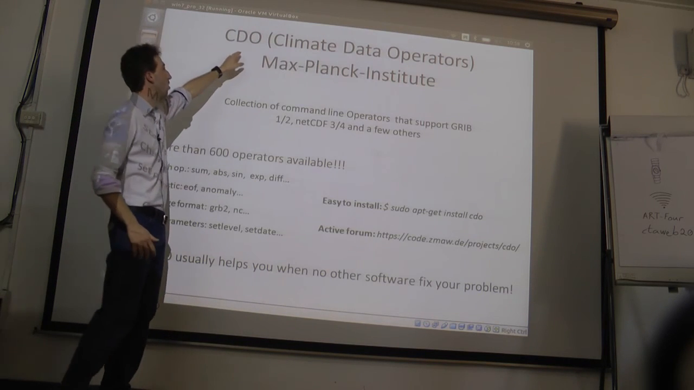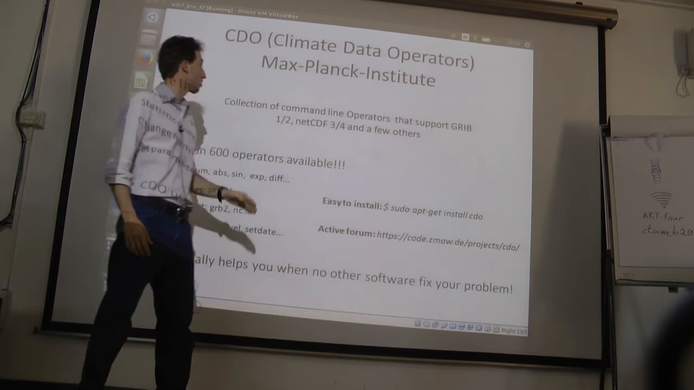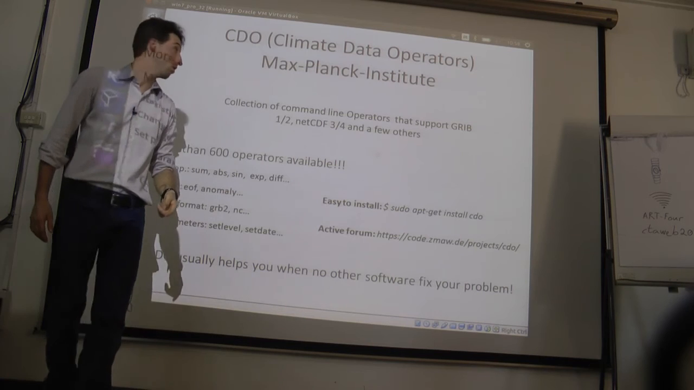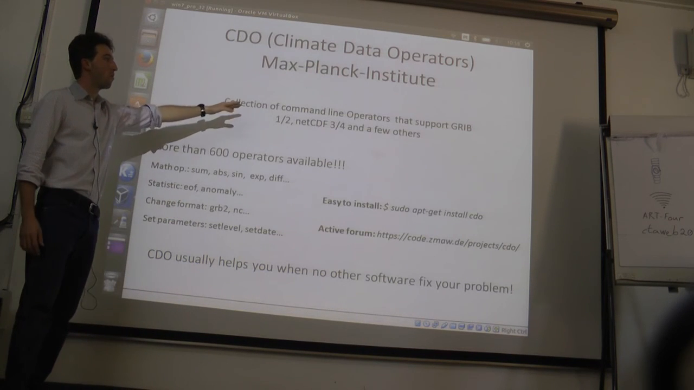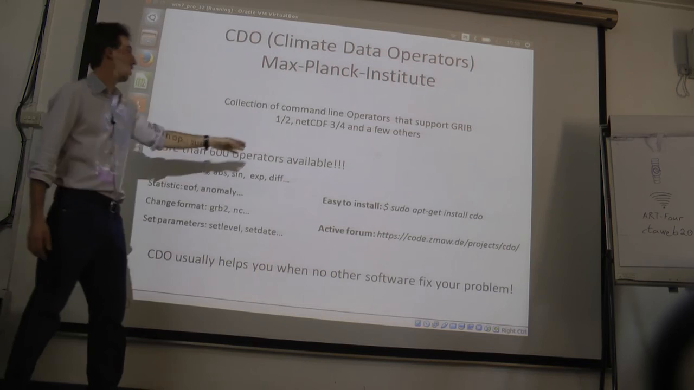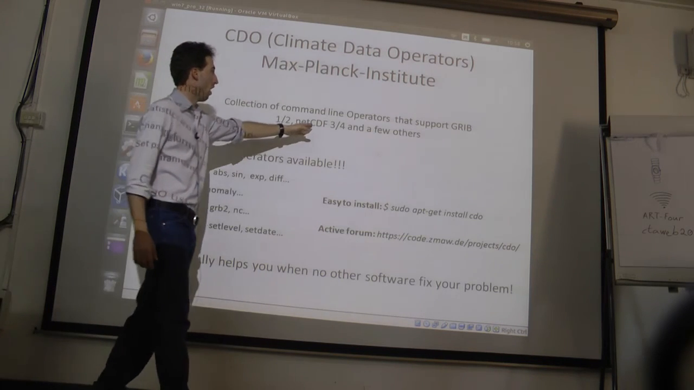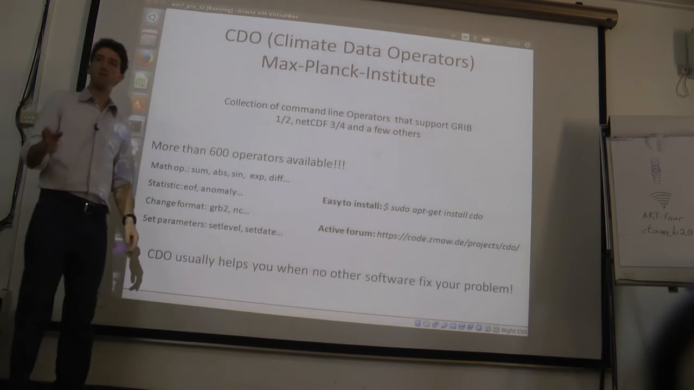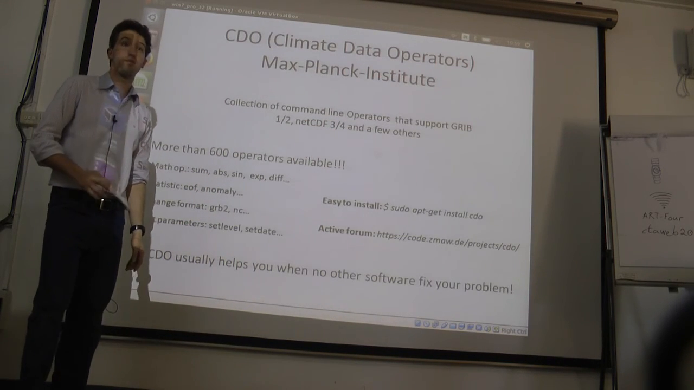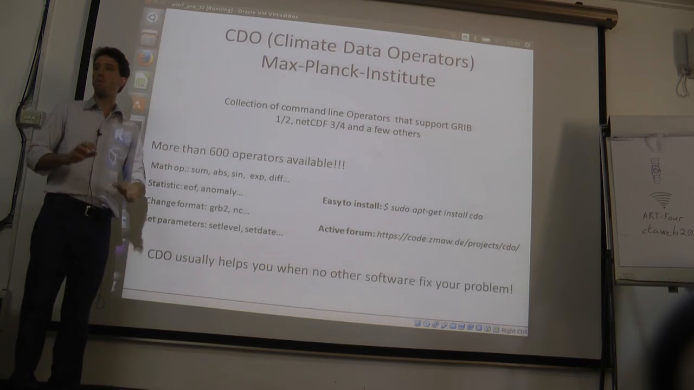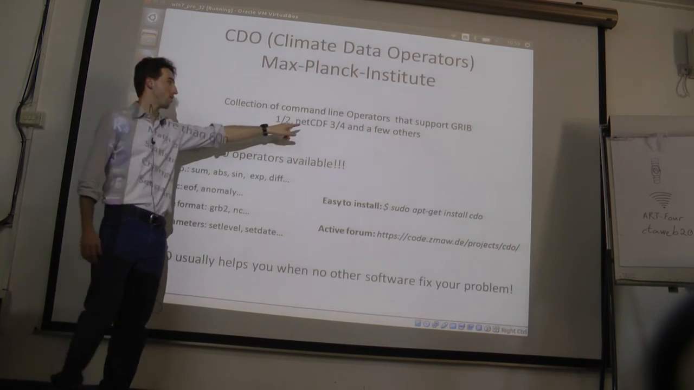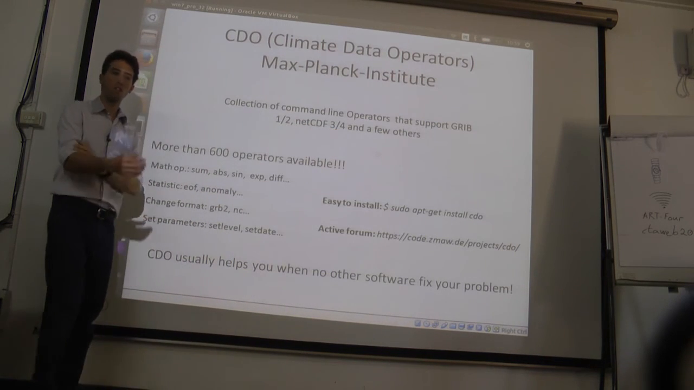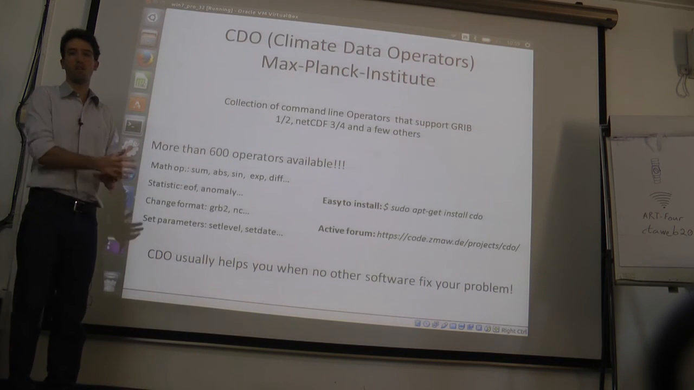So what does CDO mean? CDO is Climate Data Operators. It was made at the Max Planck Institute. And it's a collection of command line operators that support GRIB 1, GRIB 2, and NetCDF versions 3 and 4. And nowadays, WRF works with NetCDF 4. So if you want to compile WRF, you have to have NetCDF 4 installed on your machine; if you don't have it, you cannot get the outputs, anything.